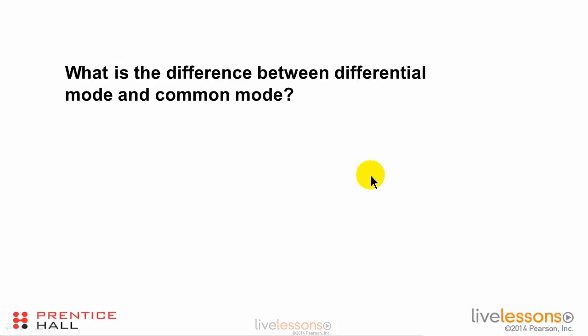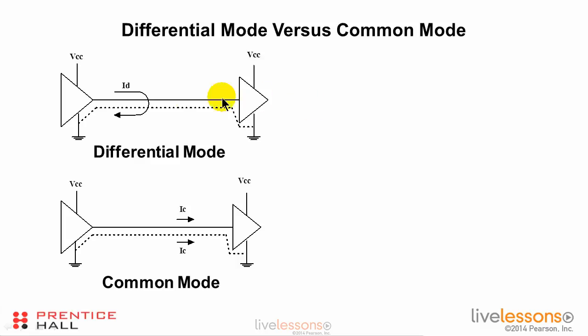Now, what is the difference between differential mode and common mode? If you ask people that question, what you're liable to hear is differential mode is when the signal goes down the trace and back on the plane. Common mode is when the signals go the same direction on both the trace and the plane. That's an explanation that you oftentimes hear.